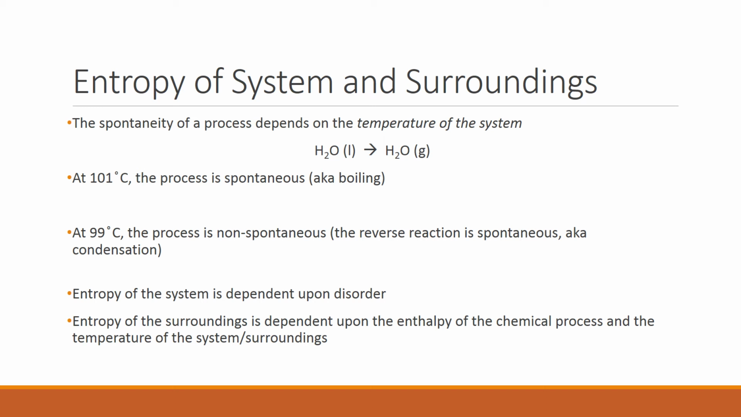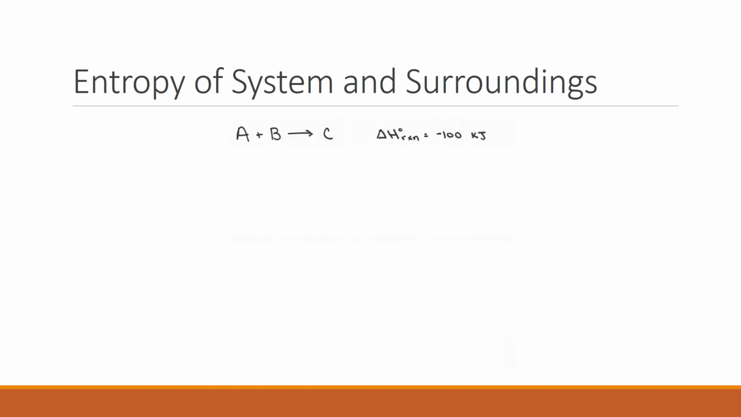So, while H2O liquid to gas at 101 degrees Celsius is a spontaneous reaction, the entropy of the surroundings is dependent upon whether that reaction is exothermic or endothermic. Let's break this down a little bit more, shall we? Let's suppose we have the following reaction: A plus B yields C, and let's say the enthalpy of this reaction is negative 100 kilojoules. This is an exothermic reaction, which means it's releasing 100 kilojoules for every mole of C that we're creating.